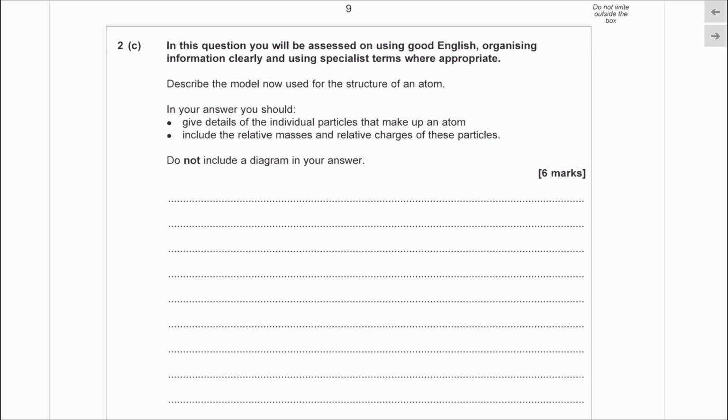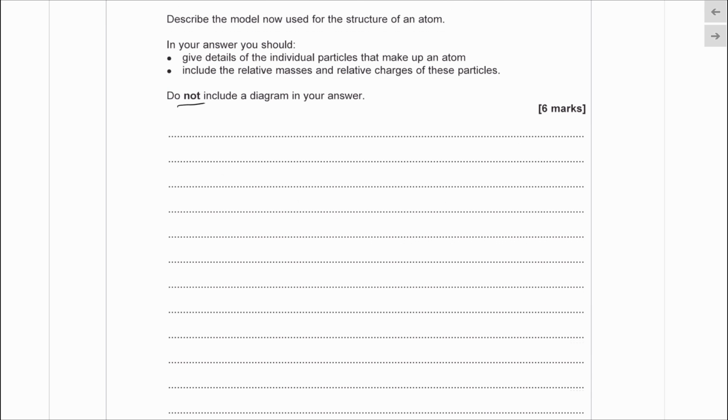Okay, so 2C, it says we're going to be assessed on our English. Now it says describe the model now used for the structure of the atom, and we should give detail on the individual particles that make up the atom and the relative masses and relative charges of the particles. And it says definitely do not include a diagram in your answer. So if you do include a diagram, they will actually deduct marks. Now I'm not going to write in full sentences because it will take too much time for this video. But I will write all the main points that you need to get down, but you do need to write in full sentences and make sure that everything is in order.